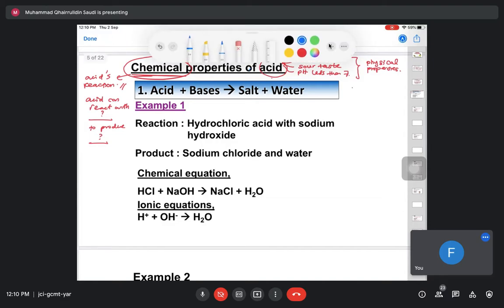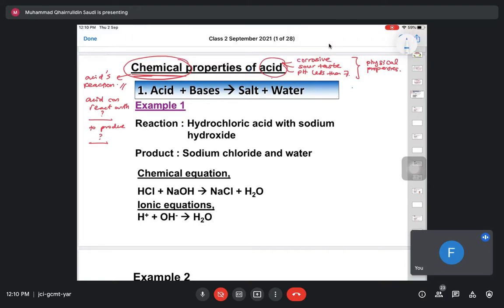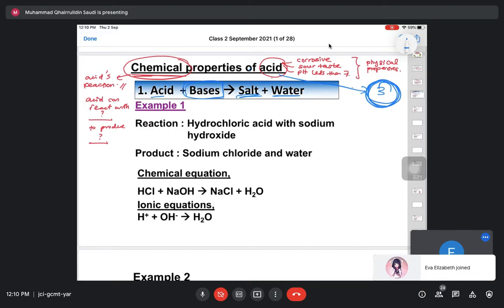Alright. So, today we are going to learn about chemical properties of acid first. And basically, chemical properties of acid only have 3 sahaja. So, you have to know acid boleh react dengan siapa and produce apa. 3 sahaja. So, the first one is acid can react with base. And what are the product? The product would be salt and water. This is the thing that you should know. Acid can react with base and it will produce salt and water.